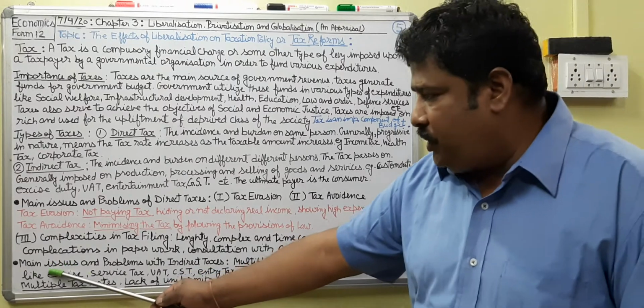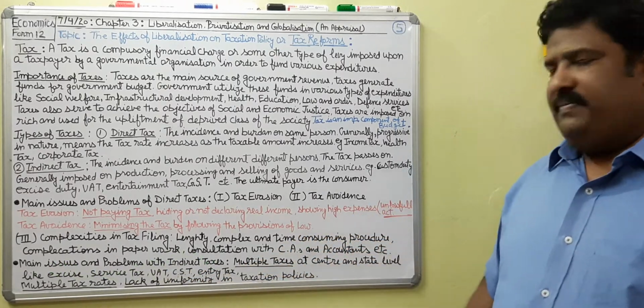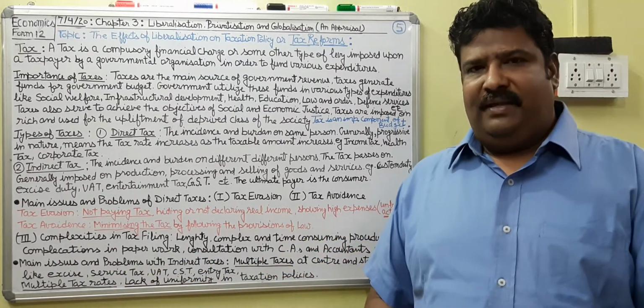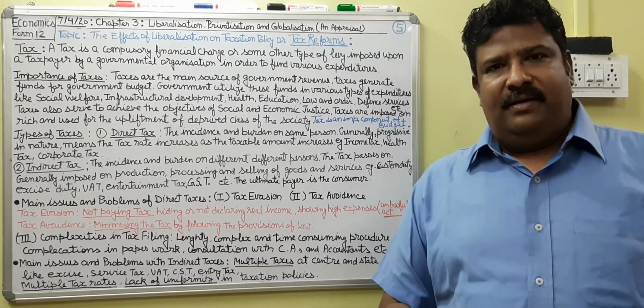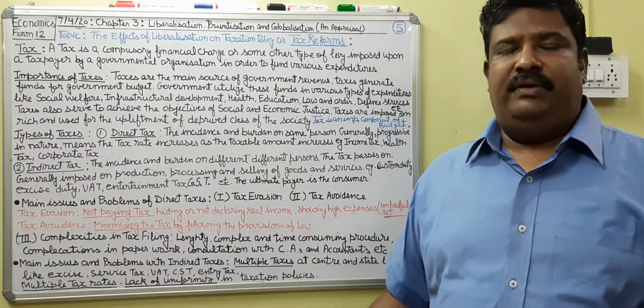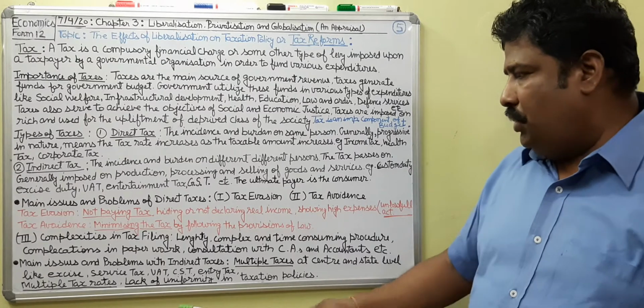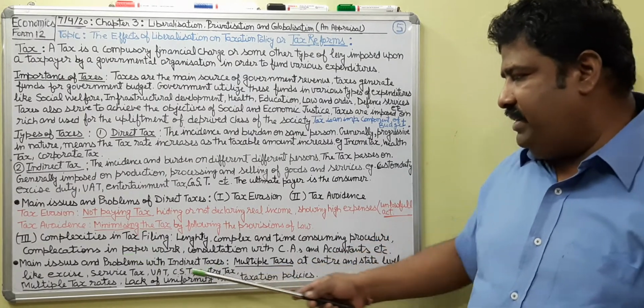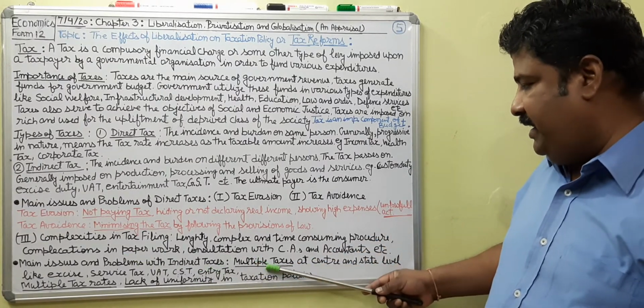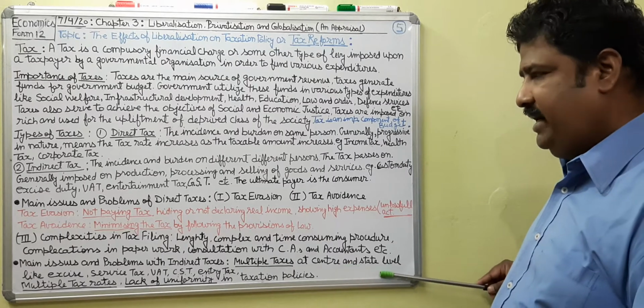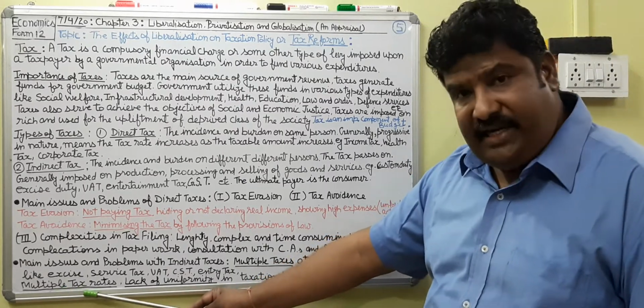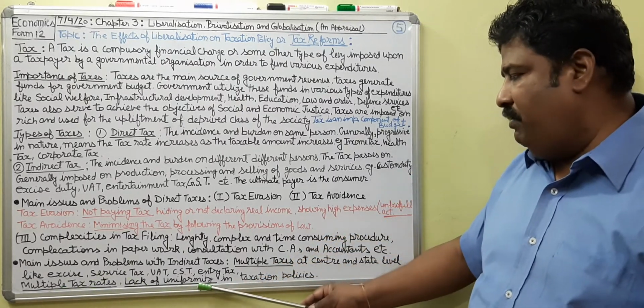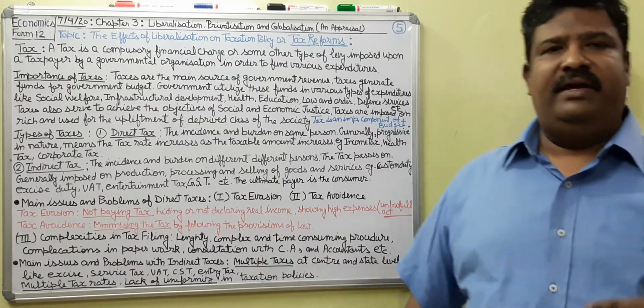Now, the main issues and problems with indirect tax. There were multiple taxes at multiple levels, and there was no uniformity of the taxes. So the main issues with the indirect taxes were multiple taxes at center and state level, multiple tax rates, and lack of uniformity in the taxation policies of indirect tax.